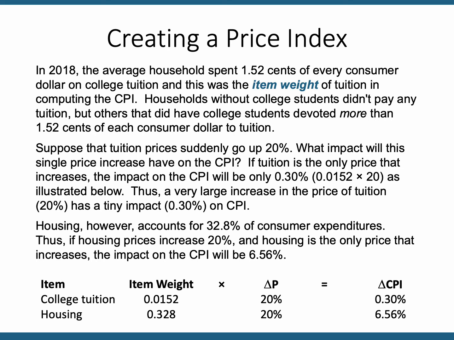Housing, on the other hand, that's the largest item weight in the whole algorithm. If housing costs went up by 20%, that would have a huge effect on CPI. It's 0.328 times 20%. It would make the consumer price index go up by 6.56%, just a change in that one category. And that would be, when you consider the rest of the consumer price index also, that would cause high inflation.